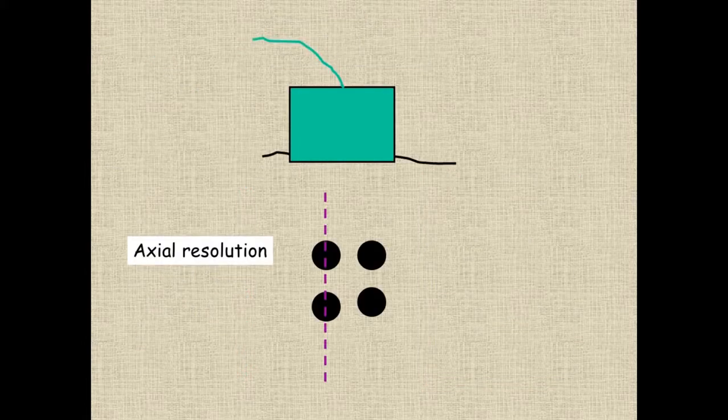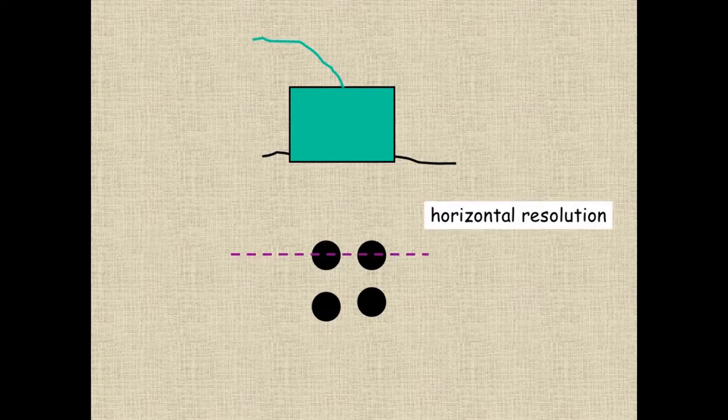Axial resolution or vertical resolution refers to the ability of an ultrasound machine to differentiate between structures at different depths and is usually the most accurate part of an ultrasound machine's performance. Horizontal resolution, where structures at the same depth are differentiated as different, is normally of poorer performance and relies on a different ultrasonic principle.